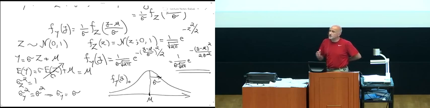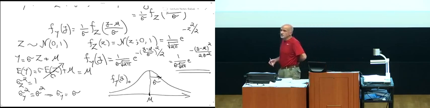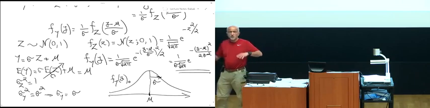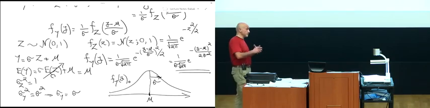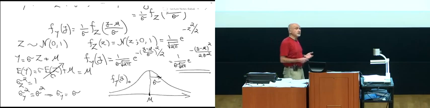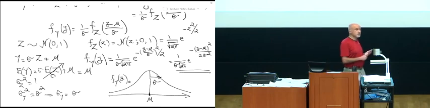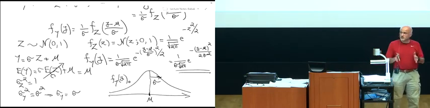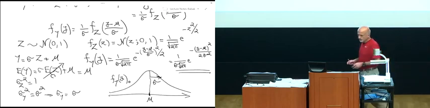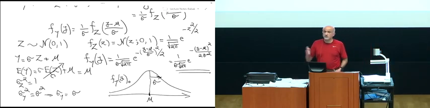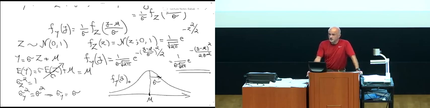This is how we create every single Gaussian in the Gaussian family. The Gaussian, the monarch of them all, is the standard Gaussian that has 0 mean and unit variance. You just need one table for that. And you can figure out all the other probabilities with this linear transformation.